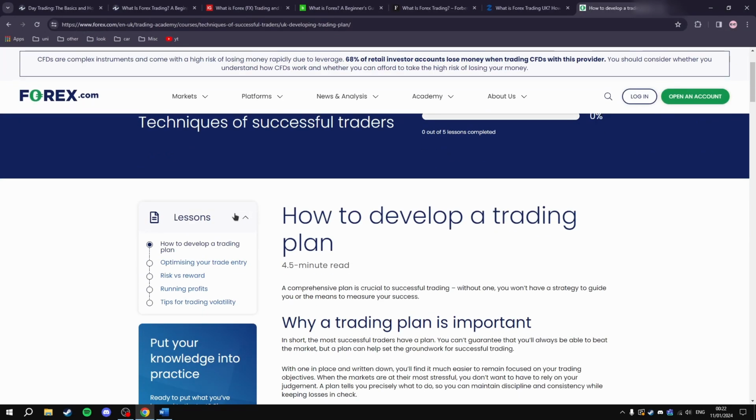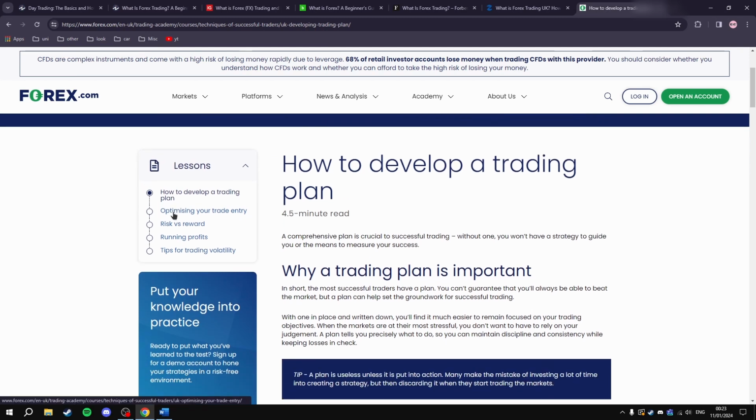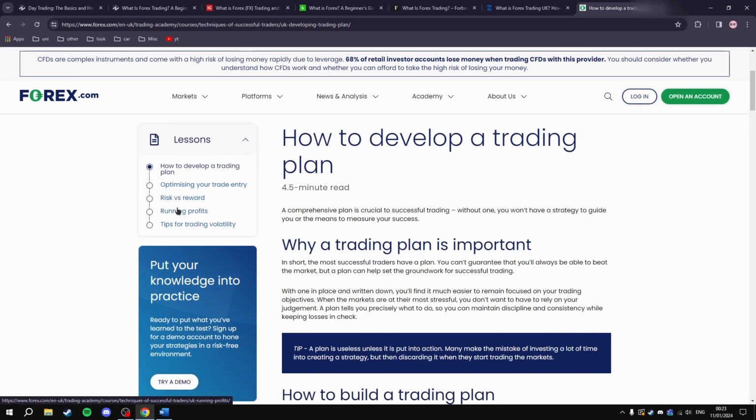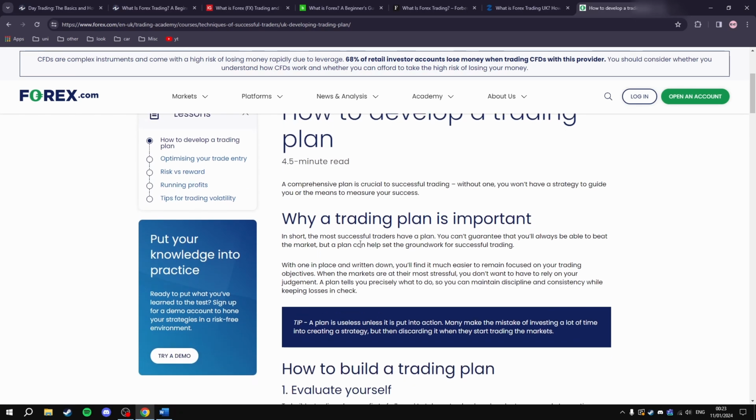How to develop a trading plan. A comprehensive plan is crucial to successful trading. Without one, you won't have a strategy to guide you or the means to measure your success. Why a trading plan is important. In short, the most successful traders have a plan.